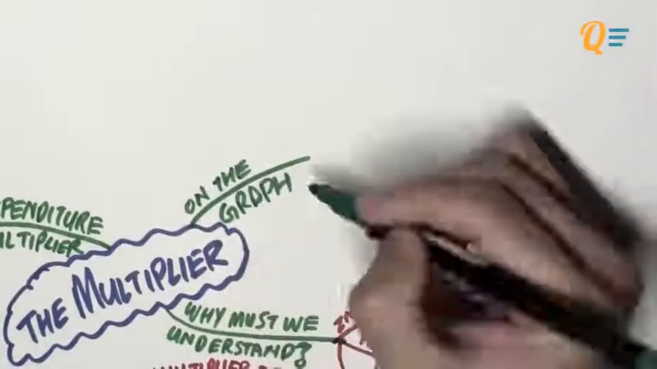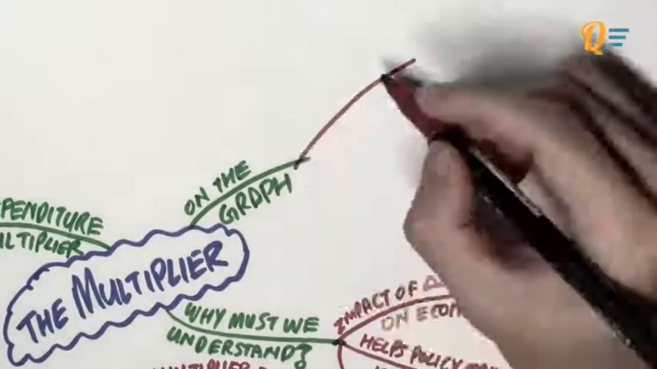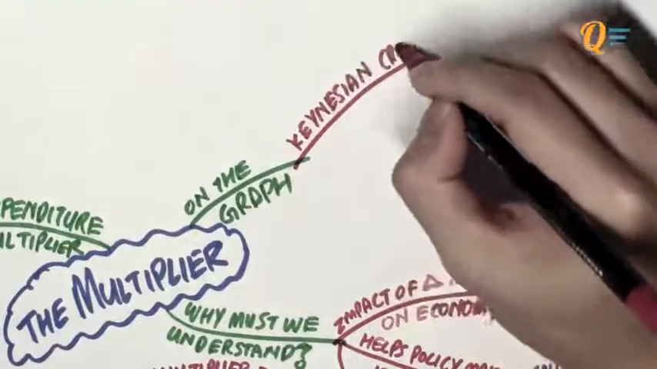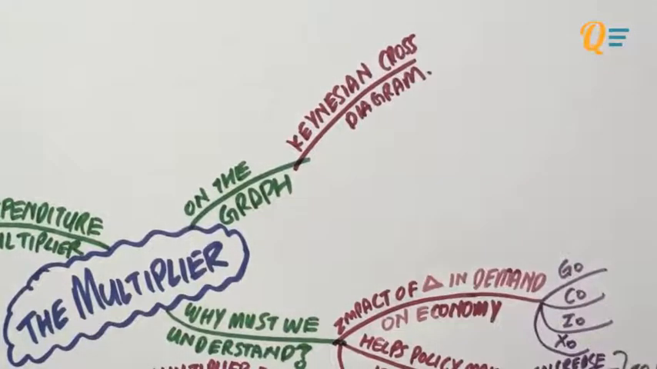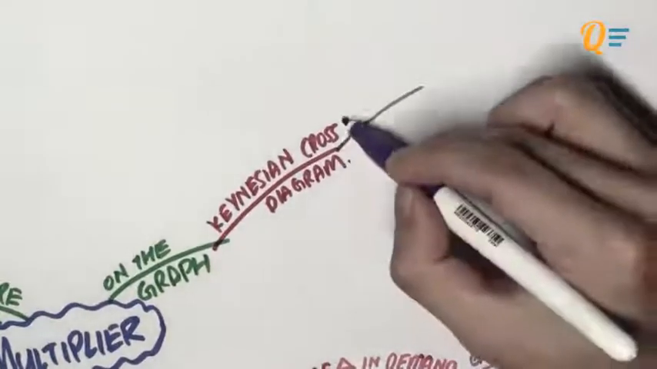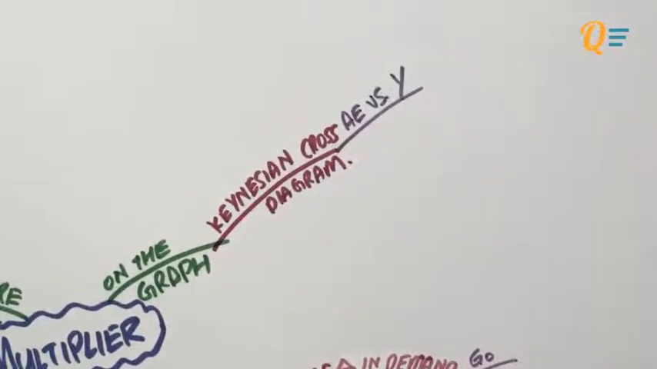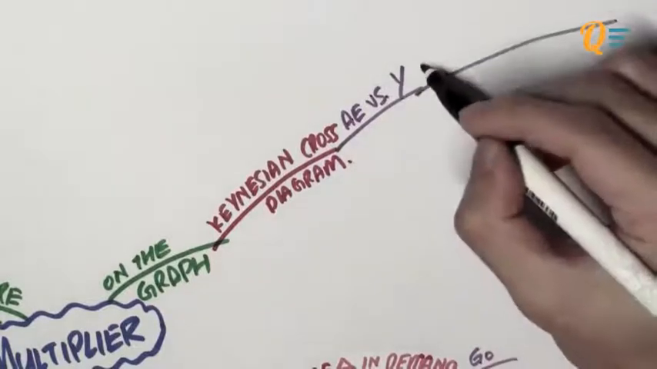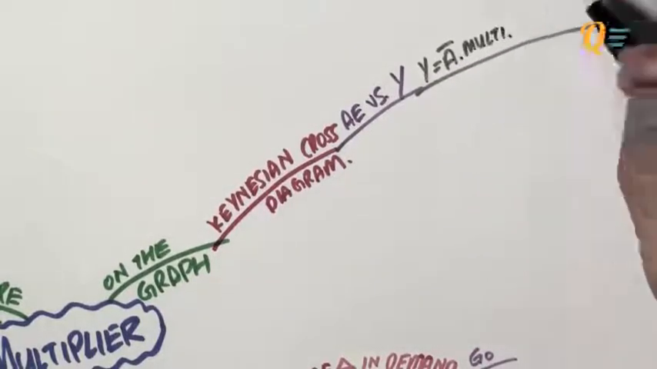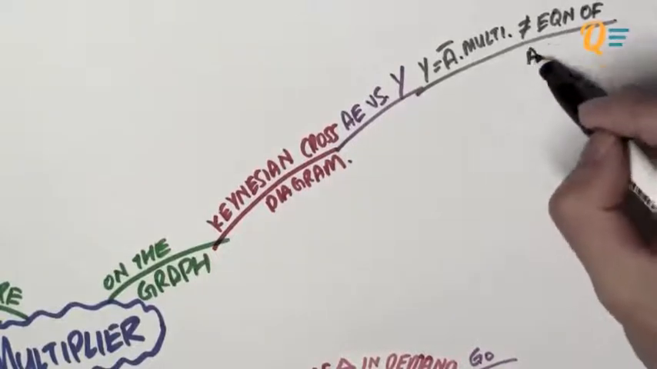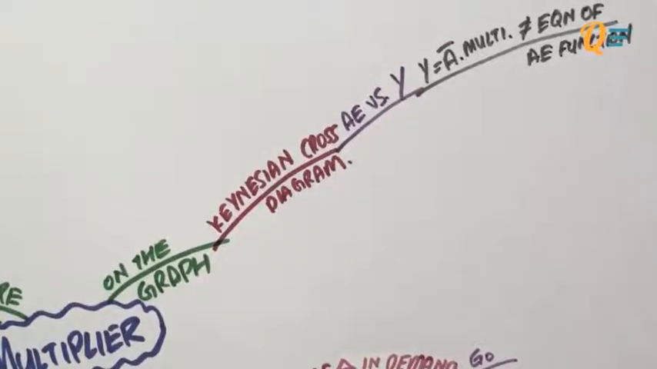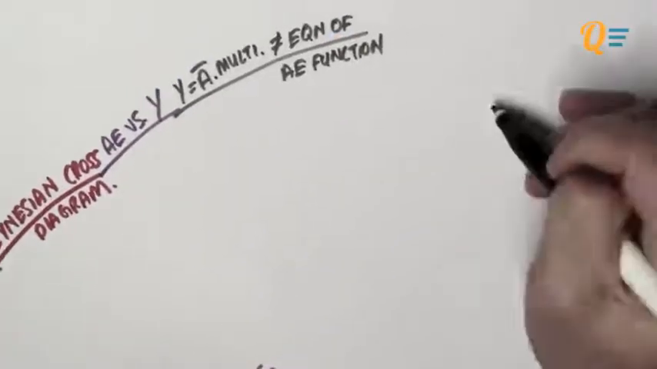So you see, that's why bigger isn't always better. Okay, so how is the multiplier reflected on the graph? Well, let's look at one of the graphs first, the Keynesian cross diagram. I hope you remember what this is. The Keynesian cross diagram has AE on the vertical axis and output on the horizontal axis, right? Just to let you know, Y equals a bar multiplied by the multiplier is not the equation of the AE function. Okay, it is not.